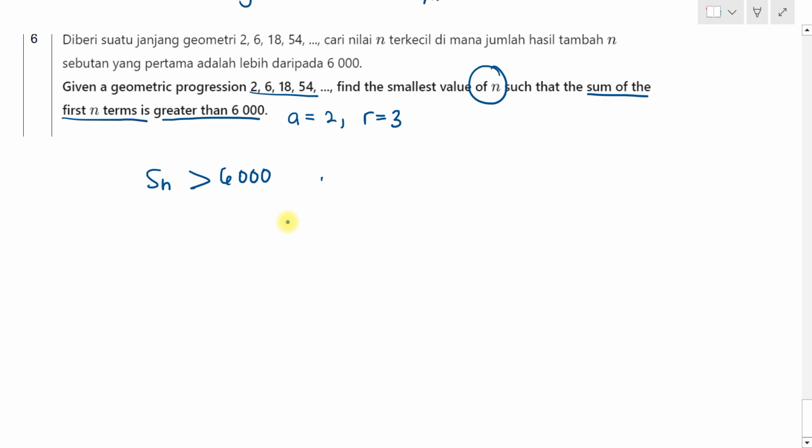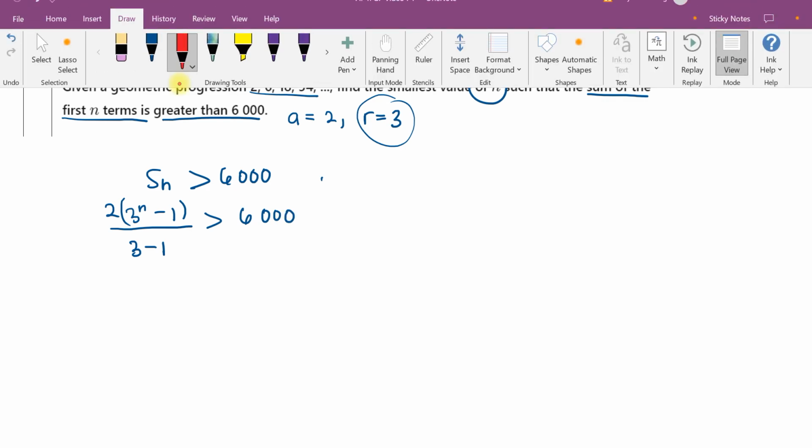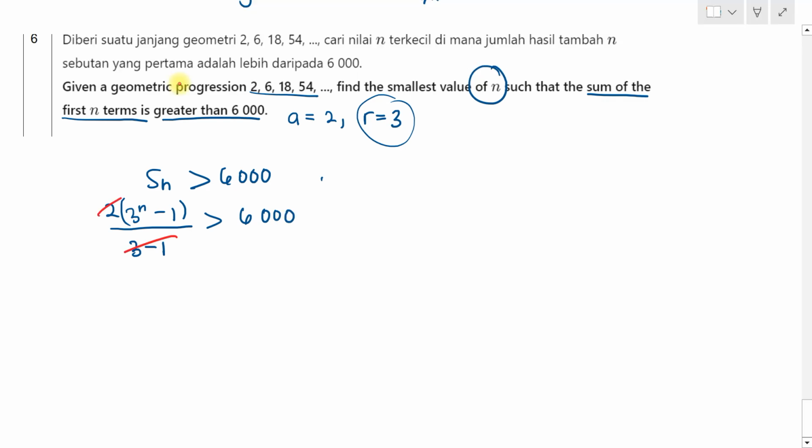So what is your Sn? You look at r, which is 3. So 3 to the n minus 1, over 3 minus 1. And what is your a? a is 2. Then coincidentally 3 minus 1 is 2, over 2, so you can just cut it off. So 3 to the n minus 1 is more than 6,000. 3 to the n is more than 6,001.